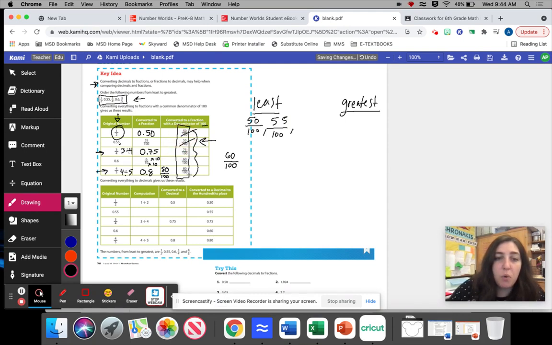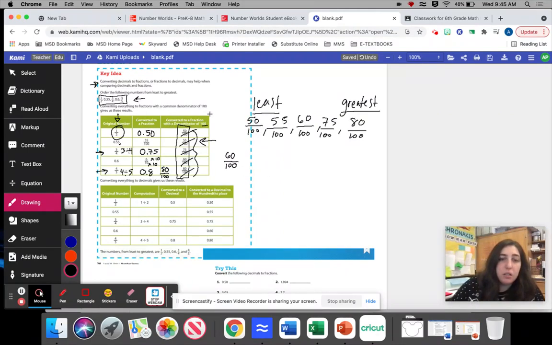Now I have 3 more, and I need to determine the next smallest number, because remember, we're going from least to greatest. Well, it looks like 60 is the smallest out of 75 and 80. So 60 will go next, over 100, comma. 75 is smaller than 80, 75 hundredths. And then last one is 80 hundredths. So 80 hundredths is the biggest number that we have. And that would be your answer, okay?